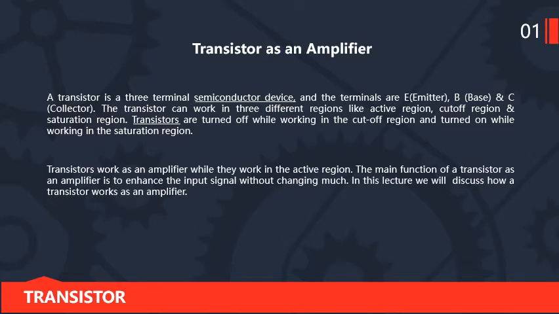The transistor works as an amplifier while it works in the active region. The main function of the transistor as an amplifier is to enhance the input signal without changing it much. In this lecture, we will discuss how a transistor works as an amplifier.